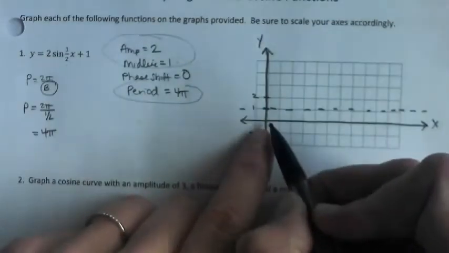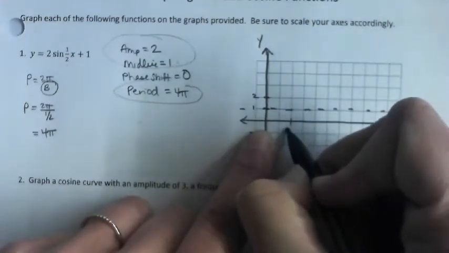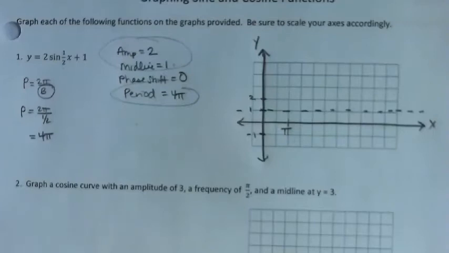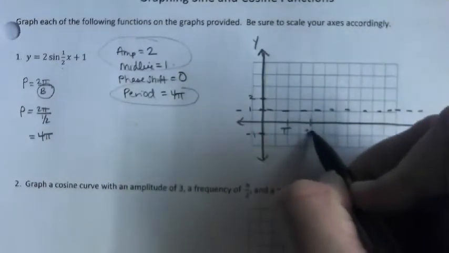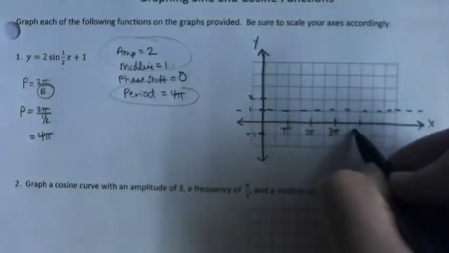So I'm going to count by, I'm going to label 1 pi, but I'm going to stretch this out so that I use more of the graph. Every 2 units for me is going to stand for pi. And then I'd be at 2 pi. And then I'd be at 3 pi. And then I'd be at 4 pi.